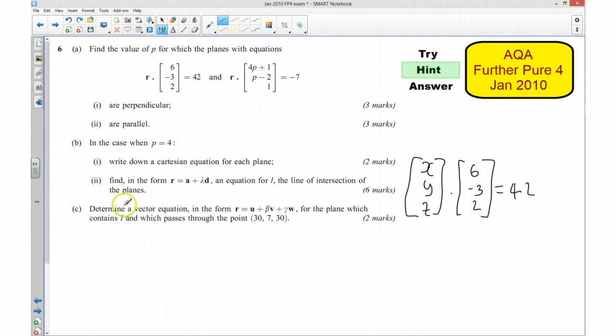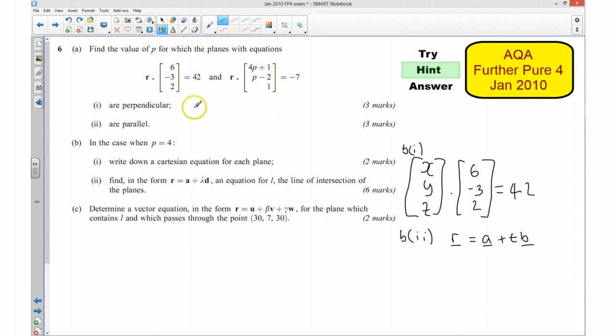For the second part of B, we're asked to find in this form here an equation L for the line of intersection of the planes. When we're finding the line of intersection, this was B part 1, so for B part 2, we're looking for something that's going to be in the form R is equal to A plus a multiple of the direction vector B. So A is just going to be a point on the plane.